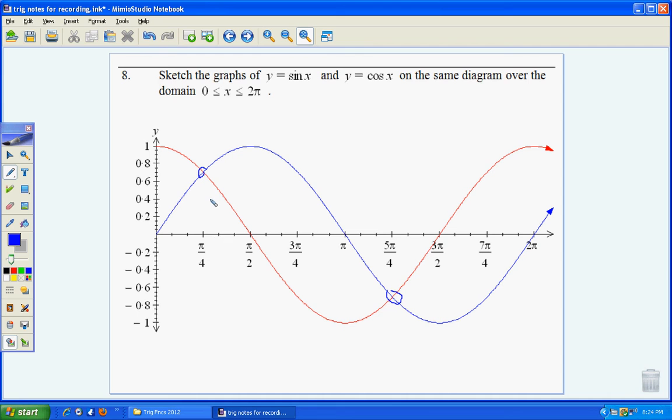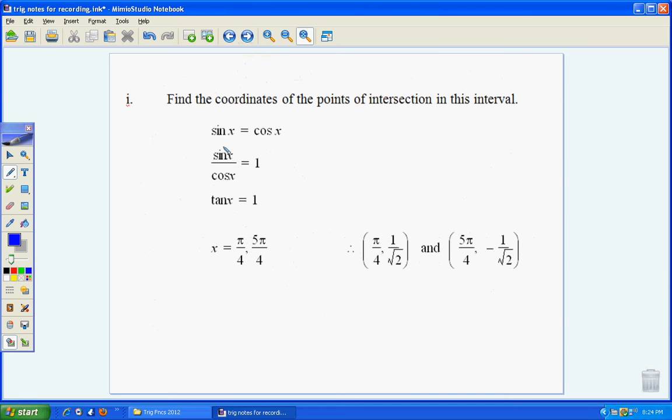From our graph, if we're drawing the graph up, we should try and know that it's pi on 4 and 5 pi on 4. To prove it, let them be equal. That's how we solve equations simultaneously. We make them equal to each other. Sin x equals cos x, divide by cos x, tan of x is equal to 1. So that should give us pi on 4 and 5 pi on 4.